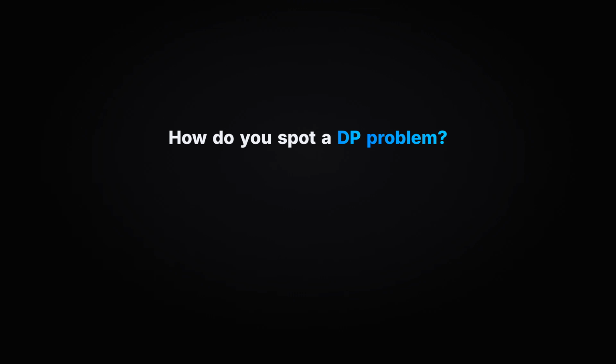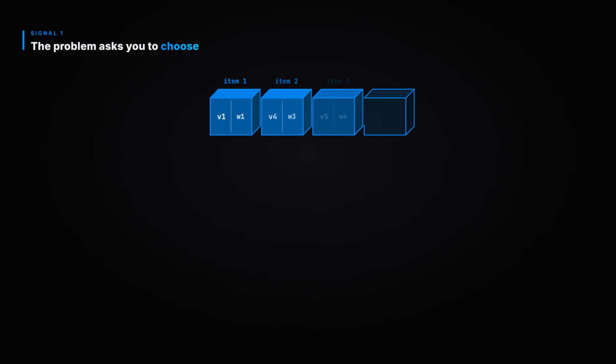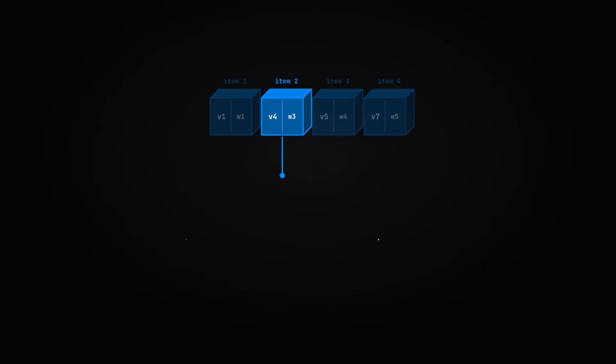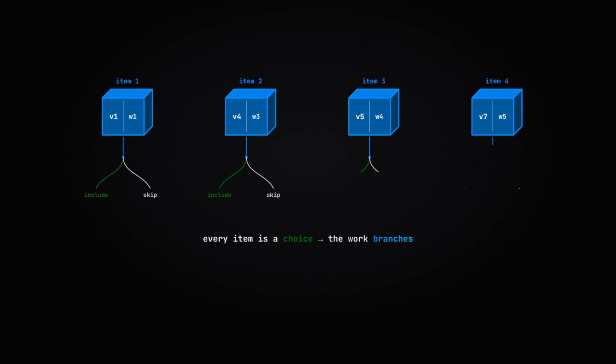Not every problem needs DP. Fortunately, there are a couple of strong signals that usually tell us when it might be the right approach. The first signal is choice. Whenever a problem asks you to choose between multiple possibilities, recursion is usually involved. Take the classic knapsack problem. For every item, you have a decision. Should you include this item or should you skip it? Every item introduces a choice, and each choice creates another branch of computation.